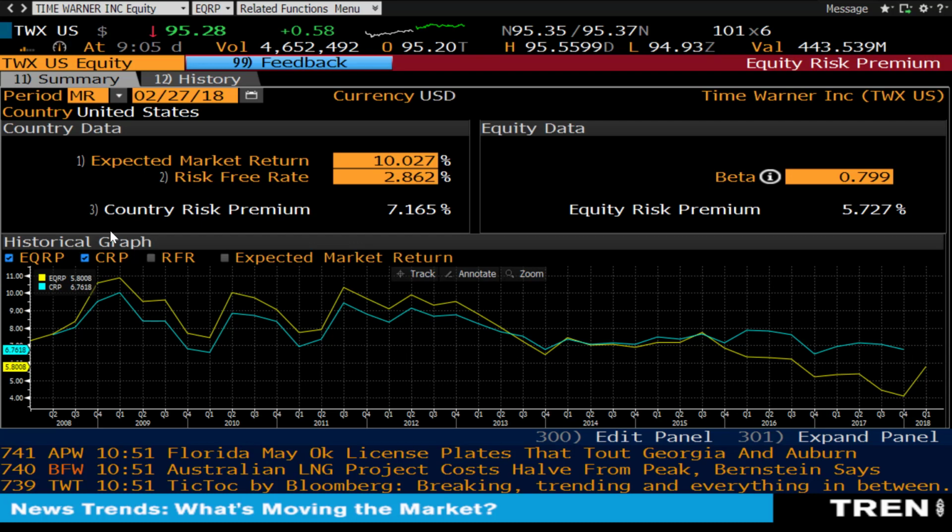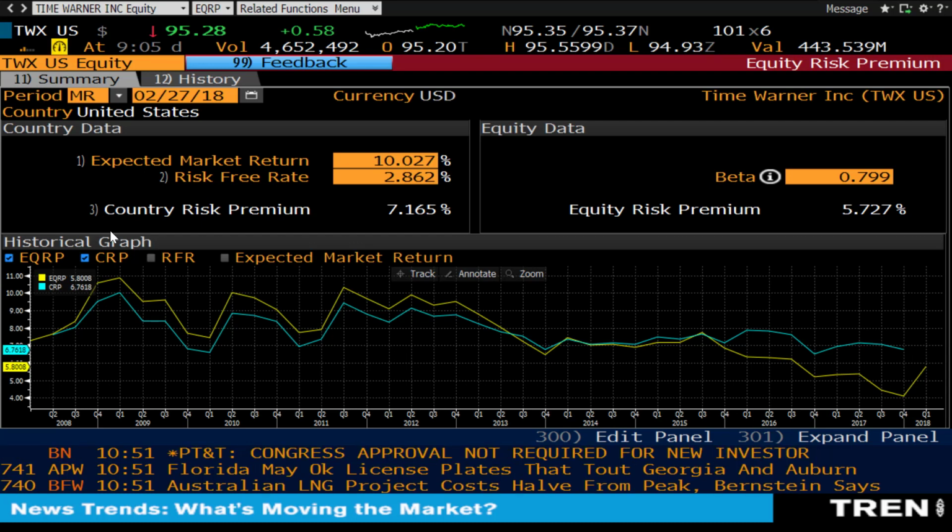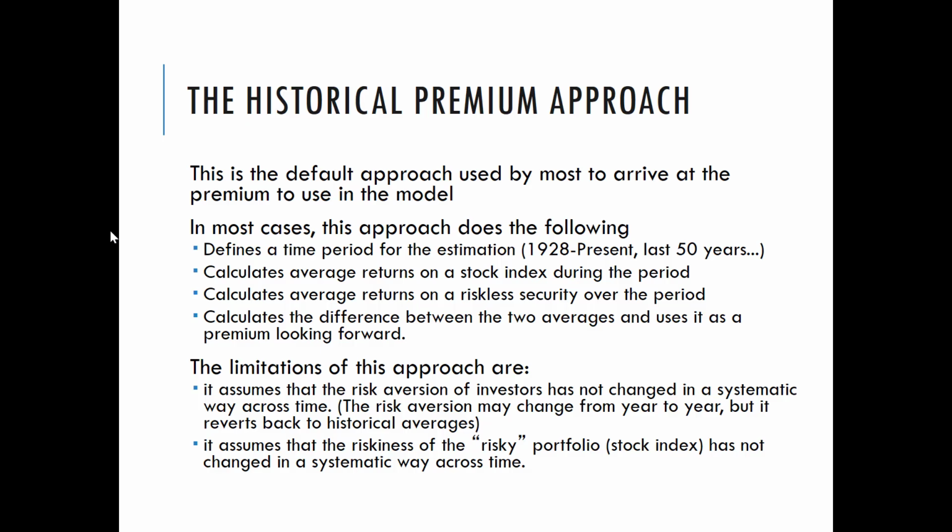And the idea here is that what you need to figure out is how long a time period you go back. If you want to do a historical premium approach, the biggest issue is how far you go back. Do you go back 50 years versus to the beginning of time? So what are the pros and cons here? What is the pro of going back 50 years versus going back to 1928? More data. If you go back to 1928, you get more data. Any issue with 1928-ish?